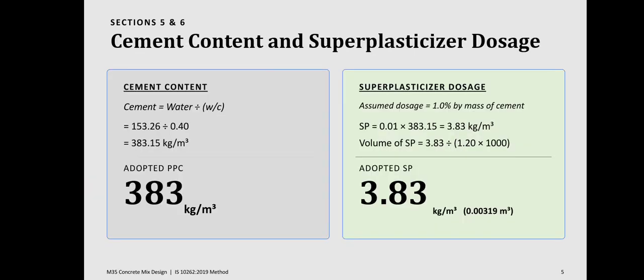So next is cement content and superplasticizer dosage calculation. Cement content follows directly. Water divided by water cement ratio, 153.26 by 0.40, gives us 383 kg per meter cube of PPC. For the superplasticizer, we assume a dosage of 1% by mass of cement, that is 3.83 kilograms, which works out to be a volume of 0.00319 cubic meter.